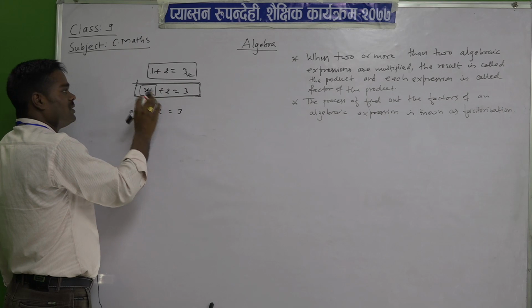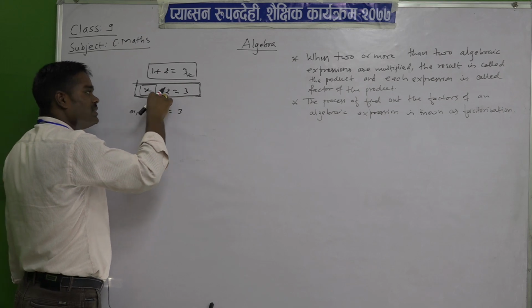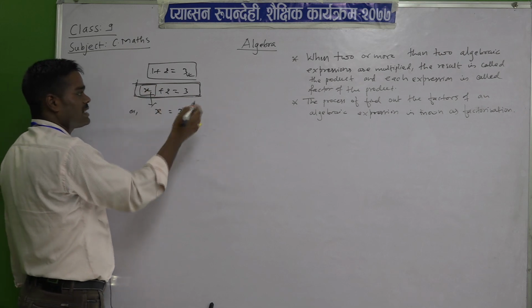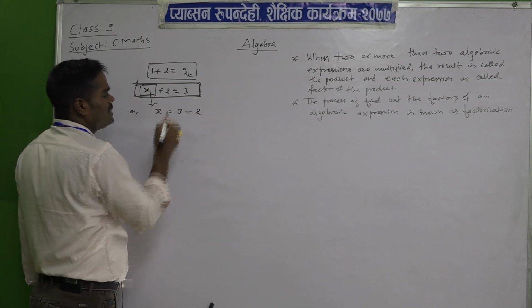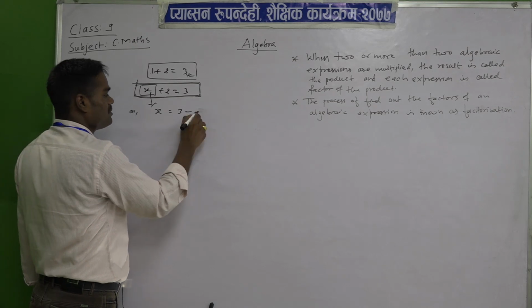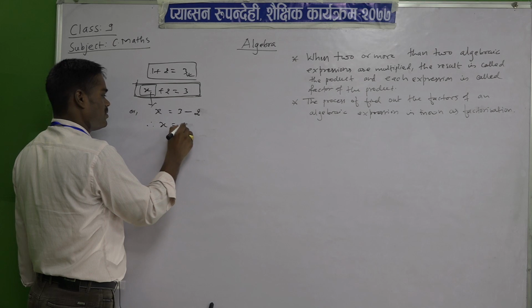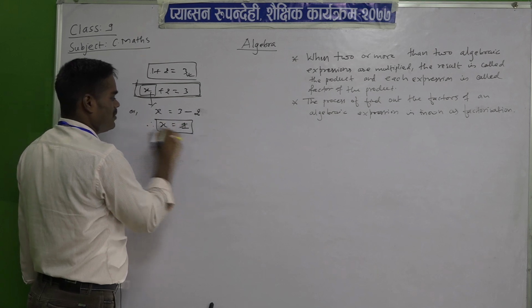For that we have to transpose 2 to the other side. What is the sign here? Plus. While transposing, the sign will change. It becomes minus 2. Therefore, x equals how much? x equals 1. This is the value of x.